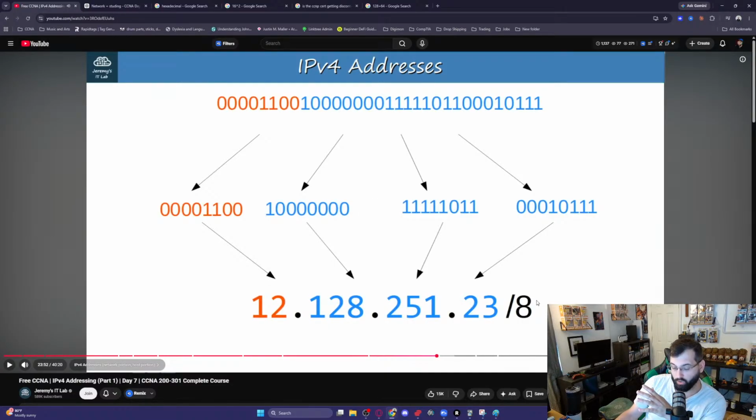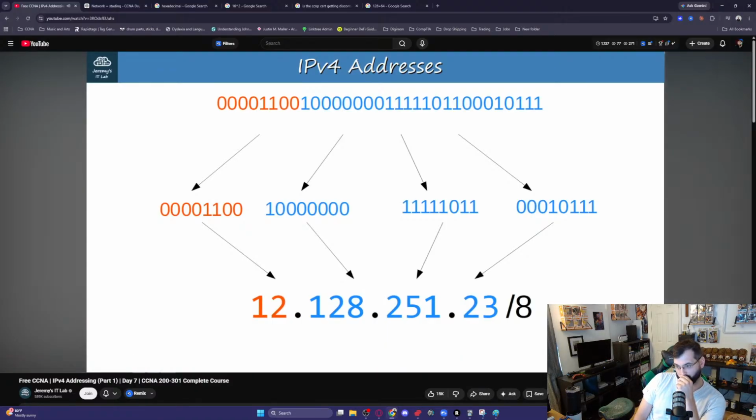Just so that you guys know, whoever's watching, he just made this 8 up. He didn't pull that 8 out of anywhere. He just changed it from 24 to show you that it's just the first octet portion, and 128.251.23 is the host portion.